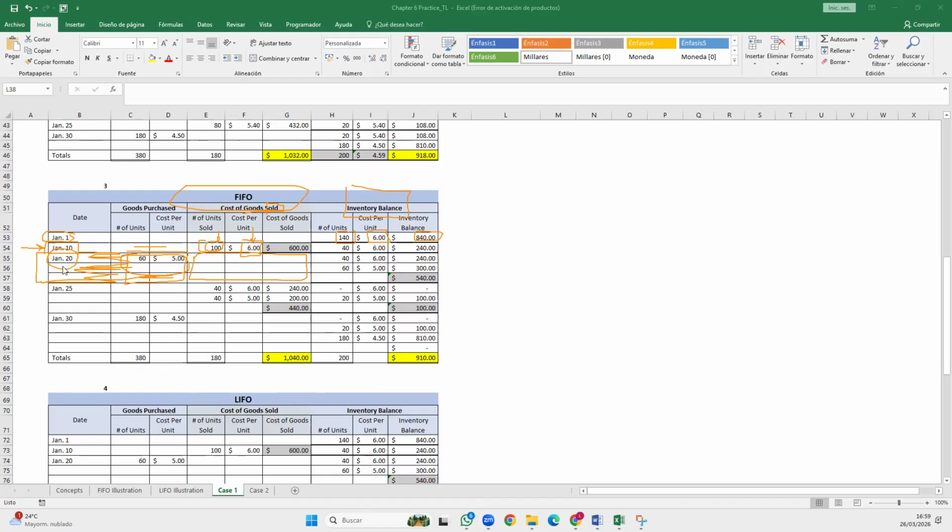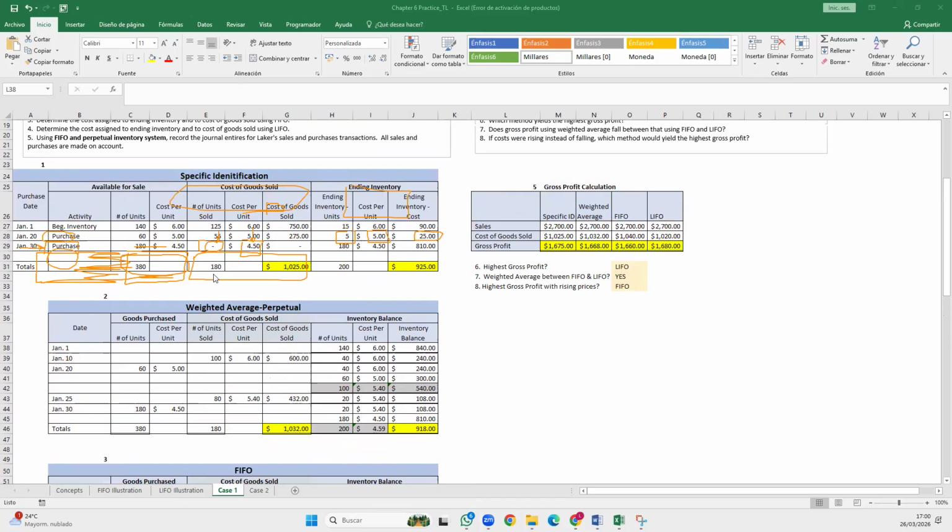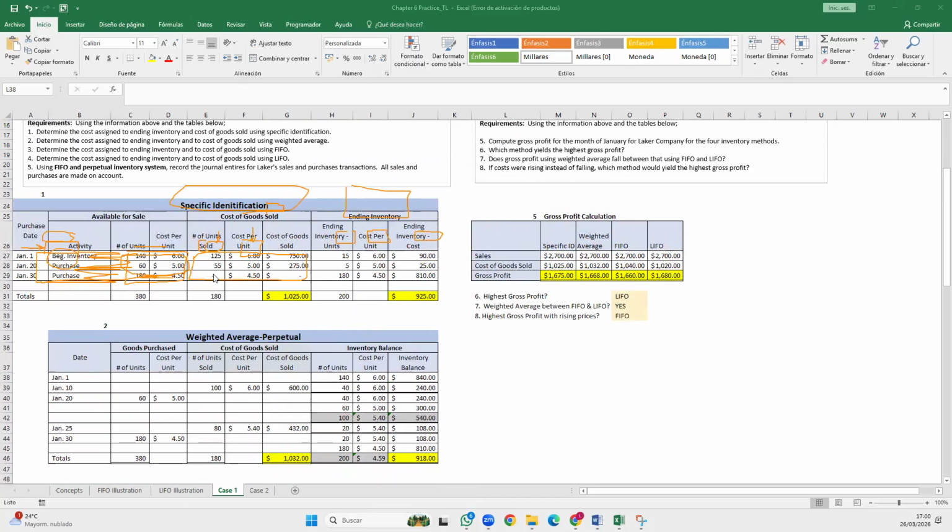But here in the January 20th purchase process, for example, we're only going to touch the goods purchased columns and rows, and we're going to leave the cost of goods side absolutely blank. And so the company interchangeably is going to be involved in both making purchases and making sales. So we can mix the rows and columns between purchases and sales. They are going to be in different rows and different columns as well. And that is something that does not happen with the specific identification. Is that okay?